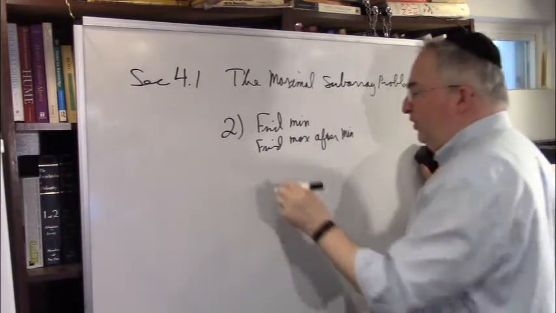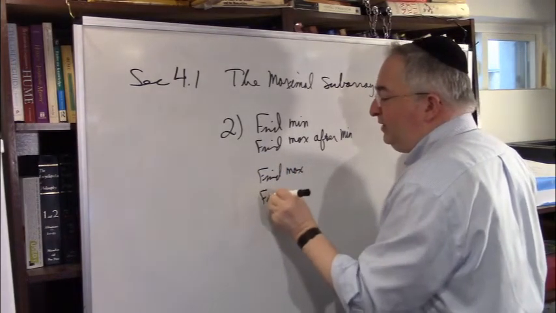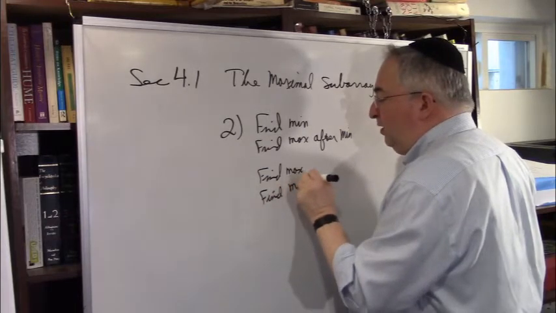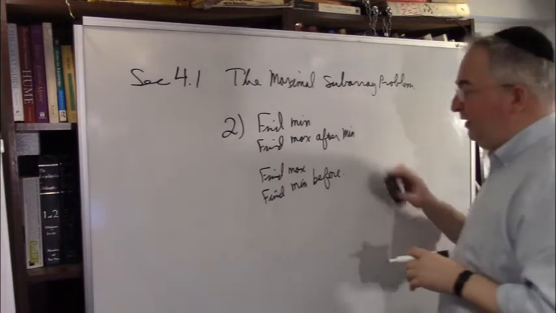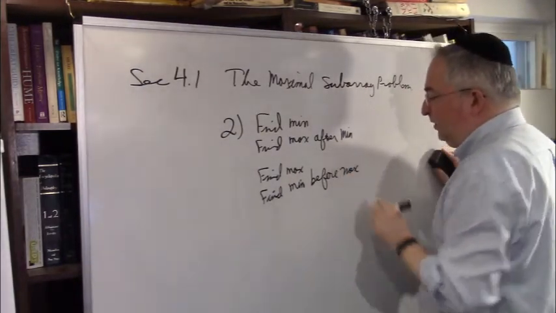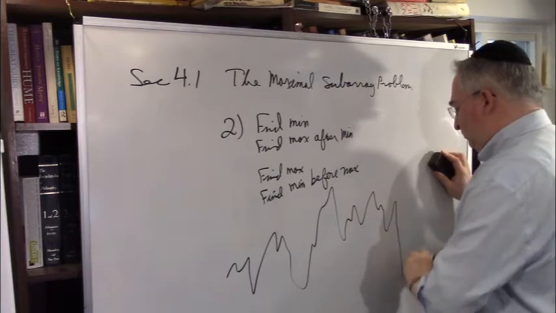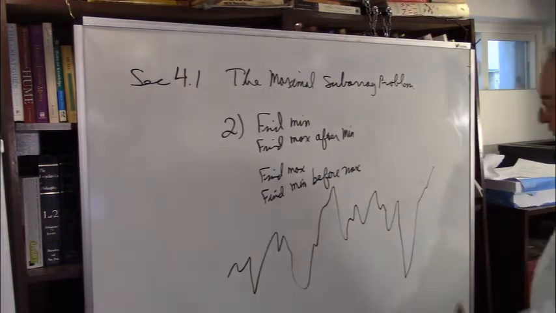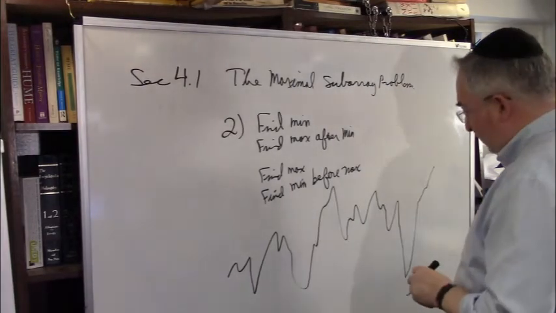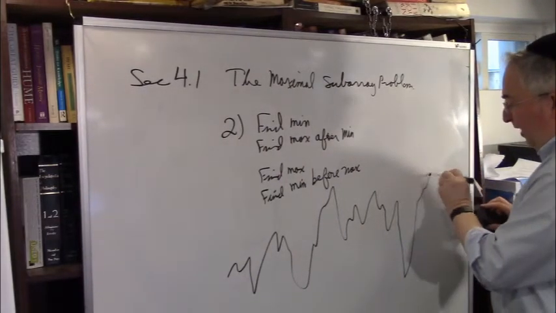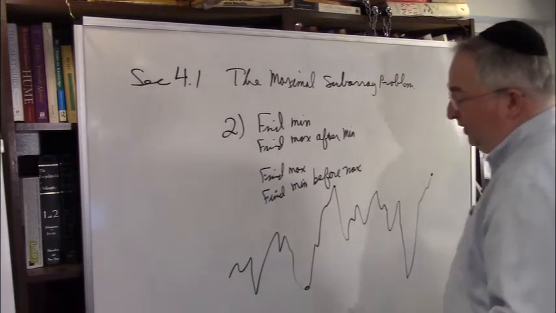You should also find the global max and find the minimum before that. So that after that, before max. In other words, here's the global min. Here's the global max afterwards. Here's the min beforehand.